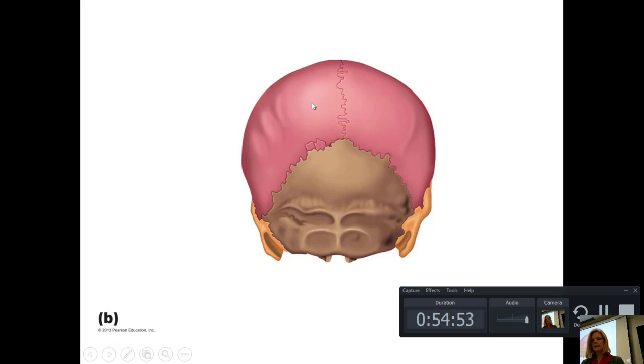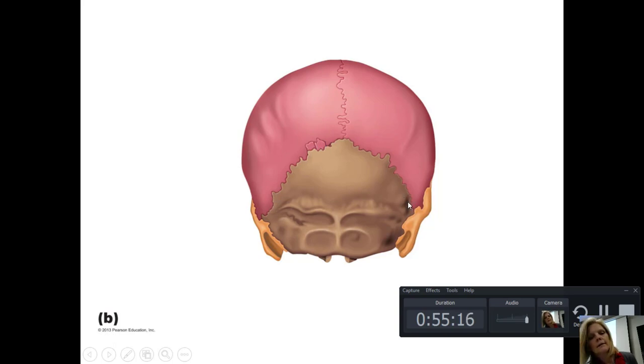And then in the back, separating the parietal bones from the occipital bone, is the lambdoid suture. Some people felt it looked like the Greek letter lambda, which is like an upside down V with a little line coming off the top. But the only portion that's the lambdoid suture is this portion. It outlines the occipital bone.